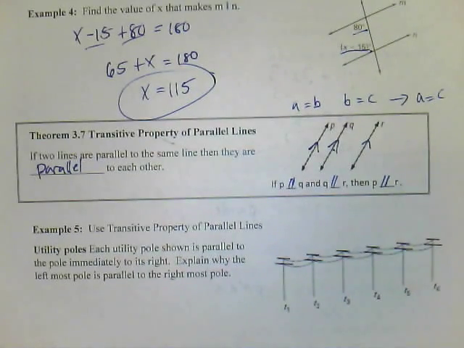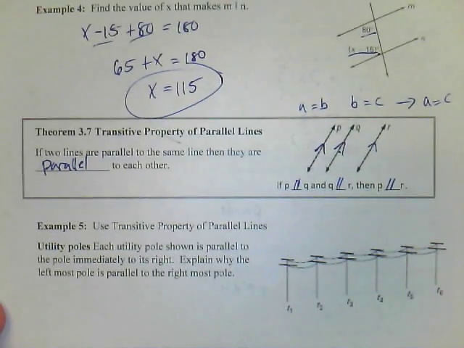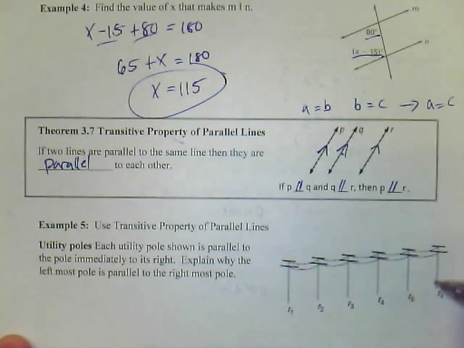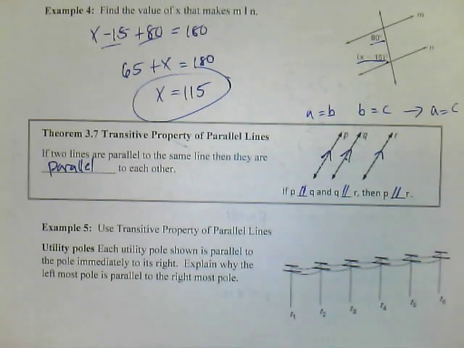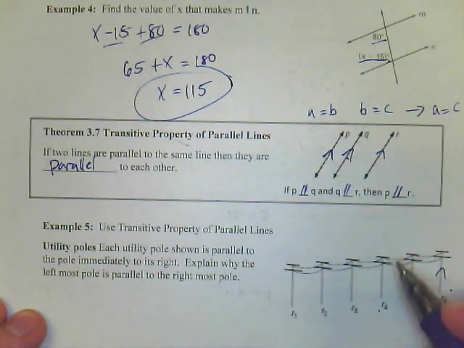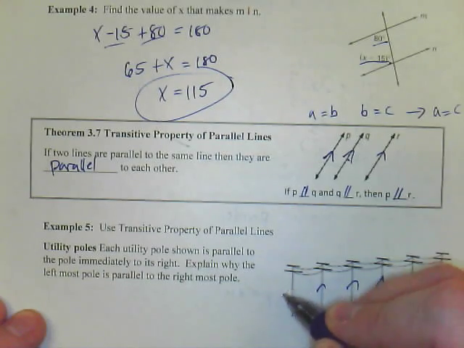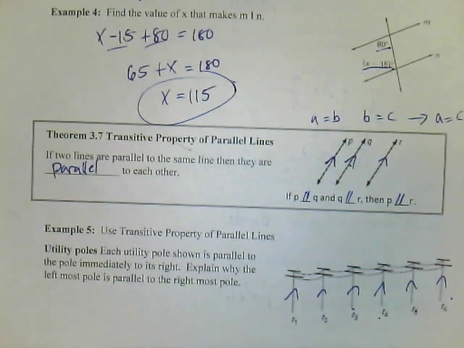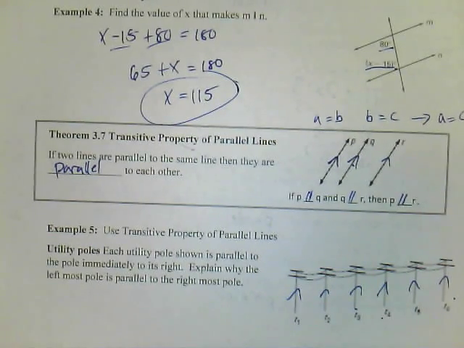And in example 5, this is fairly straightforward, but it is just an example of exactly that theorem. It says that each utility pole shown here is parallel to the pole immediately to its right. Explain why the leftmost pole is parallel to the rightmost pole. Well, let's start with the fact that each pole is parallel to the one to the right of it. So this pole is parallel to this pole, so we could mark those parallel. And this pole is parallel to that one, and this one's parallel to that one, and these are all parallel to all of the other ones. So the parallelness kind of transfers through these lines so that they're all parallel to each other.